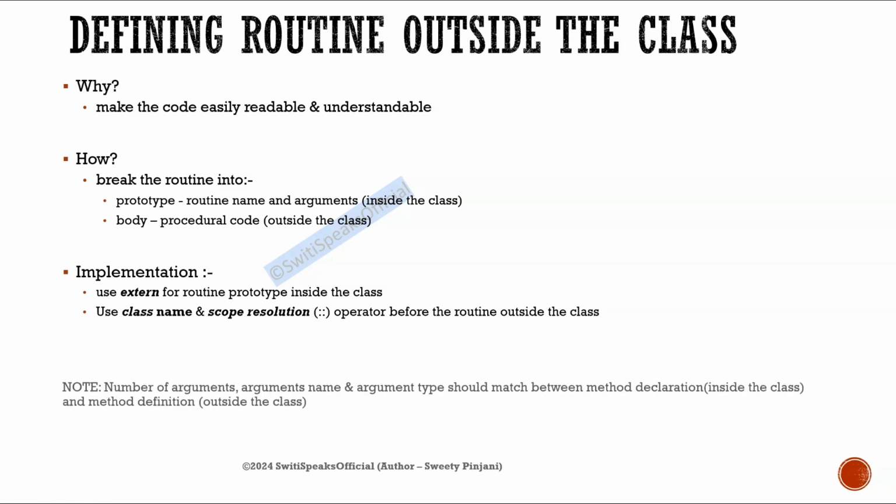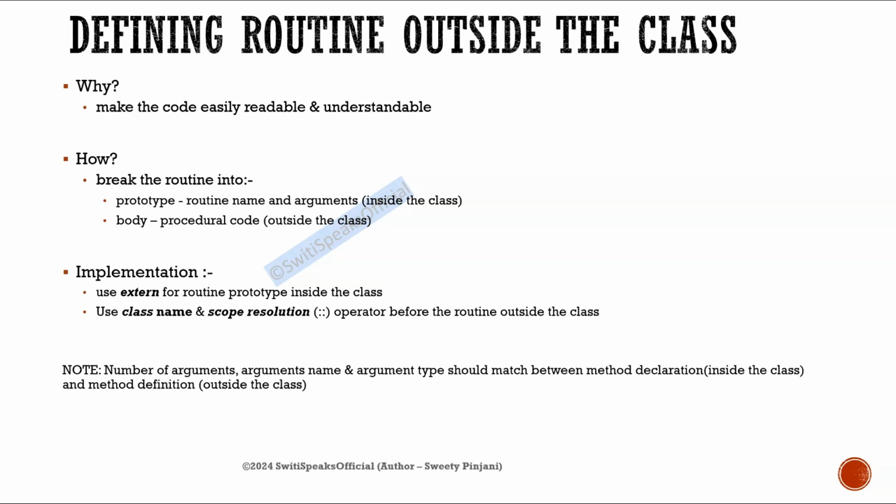One very important thing which you should note, where a lot of people can make mistakes, is that we have the prototype inside the class and the body outside the class, but the number of arguments, the name, and the argument type should always match between the method declaration, which is the prototype we write inside the class, and the method definition which we write outside the class.